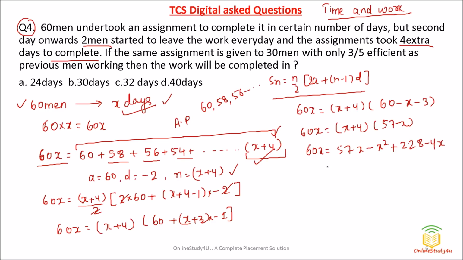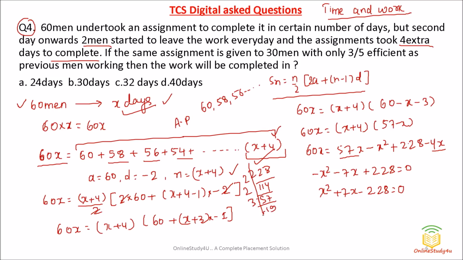Then minus x square, this 60x I will bring to this side. So 57 minus 4 will be 53, minus this 7x, plus 228 will be equal to 0. So x square plus 7x, I am taking minus common, minus 228 will be equal to 0. If we factorize 228, then you can see 2 into 114, then 2 into 57, then 3 into 19, and then 19 one time. So basically I want 7 here, so 19 and 12, so x square plus 19x minus 12x.